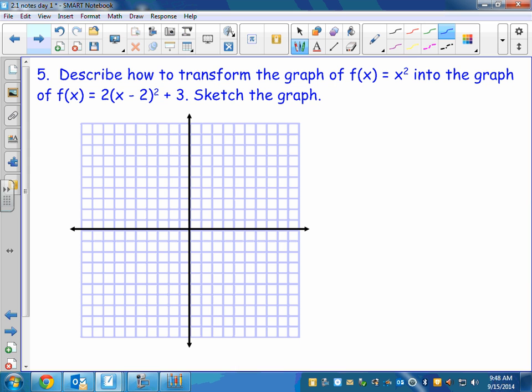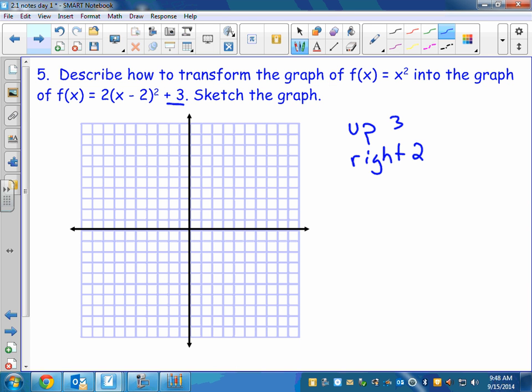So what does this plus 3 out here mean? Up 3? What does this minus 2 on the inside mean? Right. We didn't talk about this, I kind of showed you, but this is really the vertex. Normally your vertex is at (0, 0). Well, we've just moved it right 2 and up 3, so we just moved that vertex. That's why you can tell the vertex by looking at it.